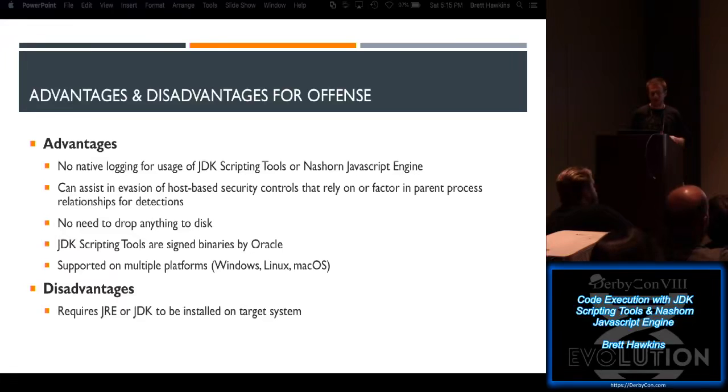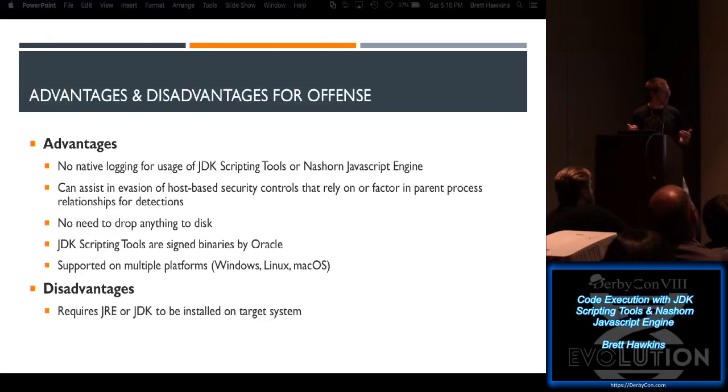But what are the advantages and disadvantages? There's positives and negatives. So advantages: there's no native logging for the usage of these tools or the Nashorn JavaScript engine. And what I mean by native is how PowerShell version 5 has script block logging. There's nothing like that with these. Another thing is it can assist in the evasion of host-based security controls that may rely on or factor in parent process relationships. It could throw it off a little bit.